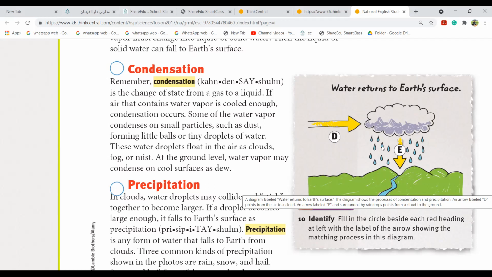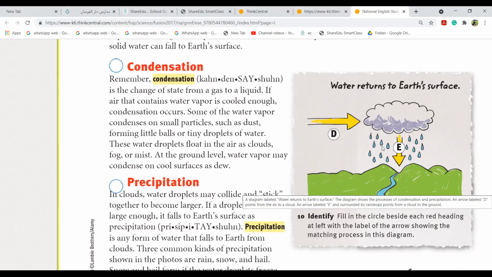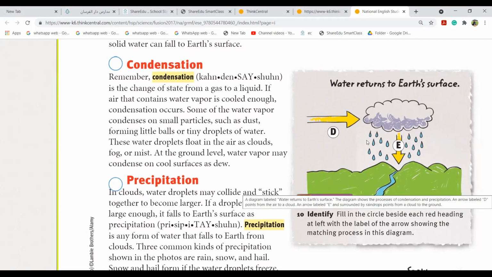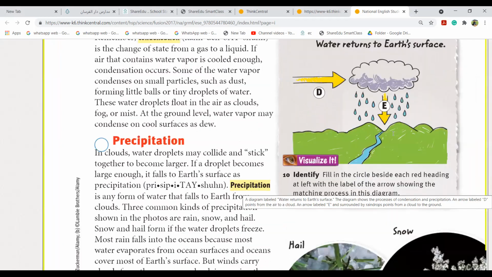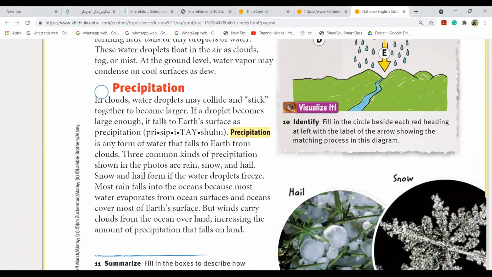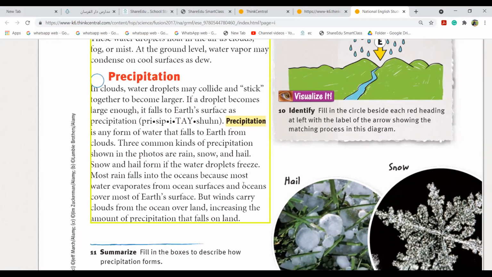And there it cools enough and condensation occurs. And then they become tiny droplets of water. These water droplets float in air as clouds, fog, or mist. Then later in the cloud, water droplets may collide and stick together to become larger. If a droplet becomes large enough, it comes down as precipitation, that is rain. This precipitation could be rain, snow, or hail. It is snow and hail when these droplets freeze.